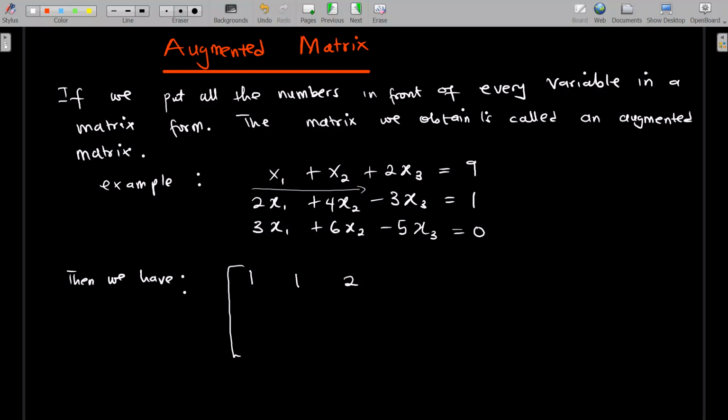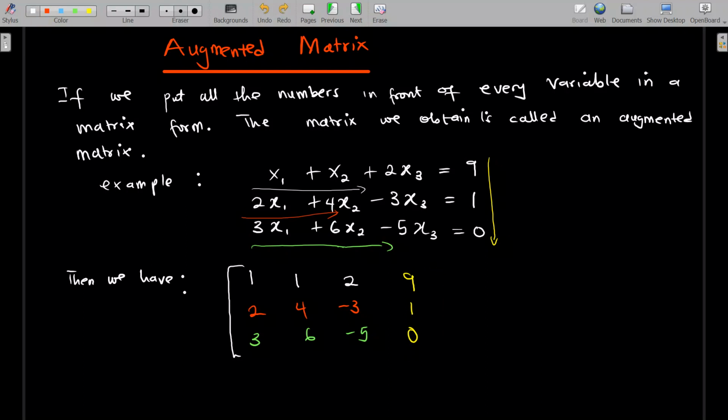Then write the next equation as a second row. So I'm going to have 2, 4, -3, and then the third row is going to take these values, and that's going to be 3, 6, -5. Now after everything, what you're going to do is put these constants at their respective rows. So the 9 corresponds to this row, the 1 corresponds to that row, and this corresponds to this row as well.